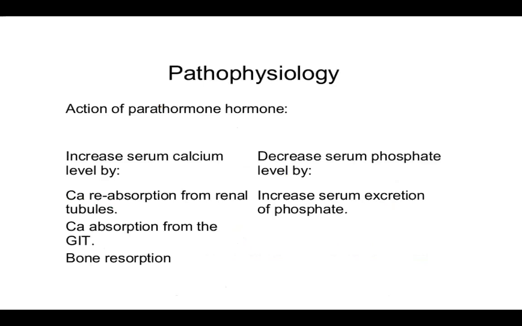So parathyroid hormone is not only important in increasing serum calcium levels, but it also decreases serum phosphate levels by increasing its excretion. So they both go in opposite ways. Parathyroid hormone not only increases calcium, but it also decreases phosphate in the body.